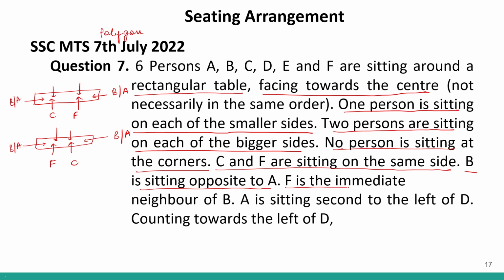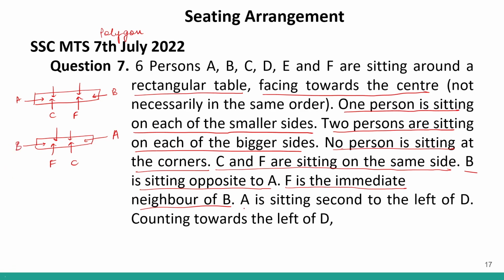The next data says F is immediate neighbor of B. So if F is immediate neighbor of B, I am taking the first possibility. B will come over here because F is immediate neighbor, so A will come over here. Correct? Similarly, possibility number 2. F is immediate neighbor of B. B will come over here and A will come over here. Okay? We will have A and we will have B.